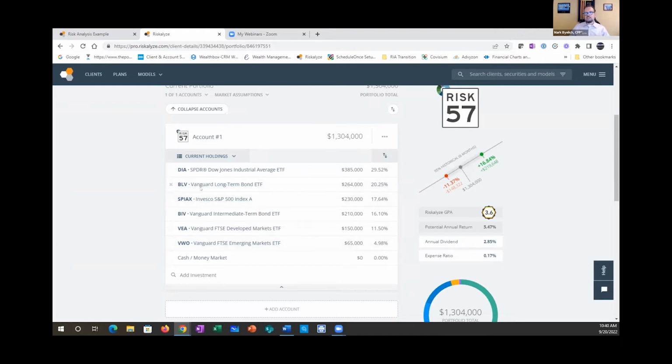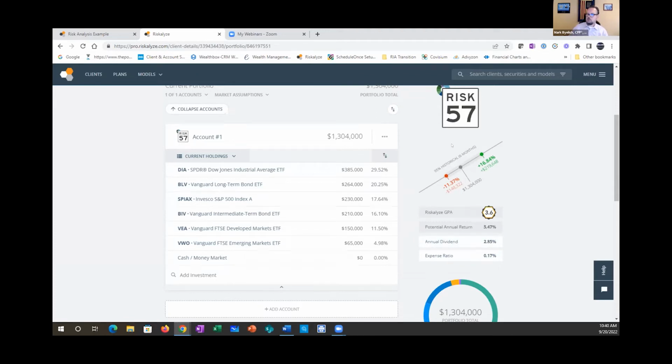So when I look at this, it tells me this person is very fee sensitive, right? So an index fund, another ETF, another ETF, another ETF. Very, very low fees. That's good. 0.17%. Dividends are around 2.85. That's fine. Potential annual return is 5.47.